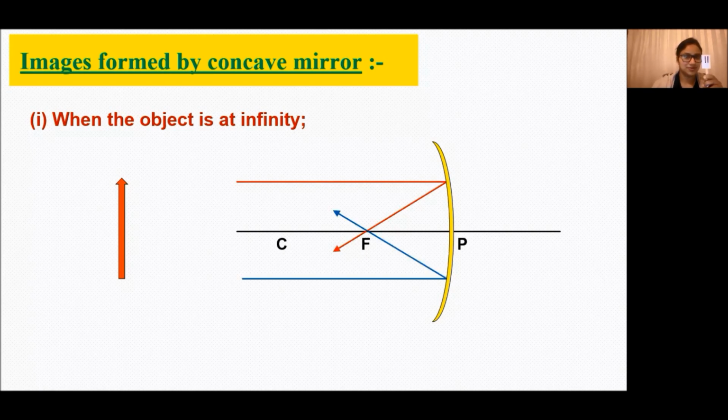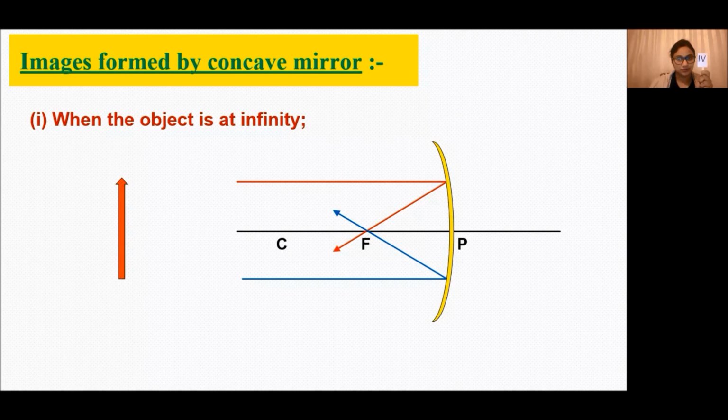What about the second rule? A ray of light that passes through the principal focus, after reflection, passes parallel to the principal axis. The third one: any ray that passes through the center of curvature, after reflection, will be reflected back along the same direction.